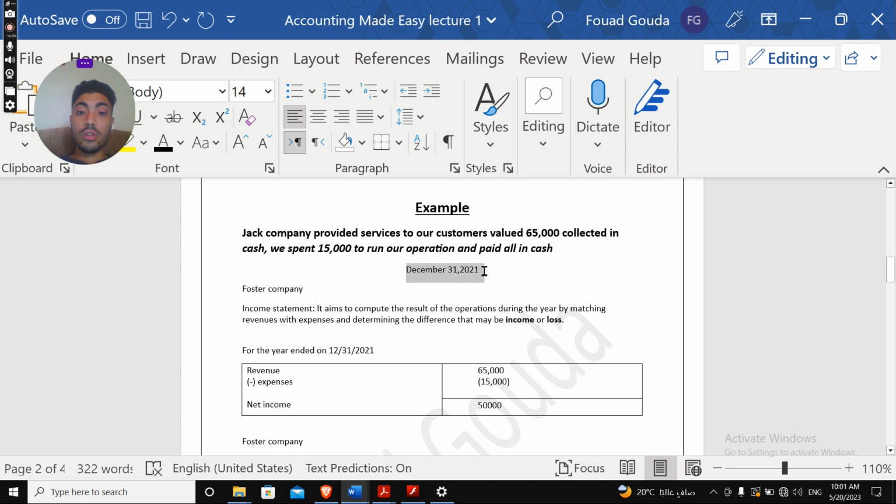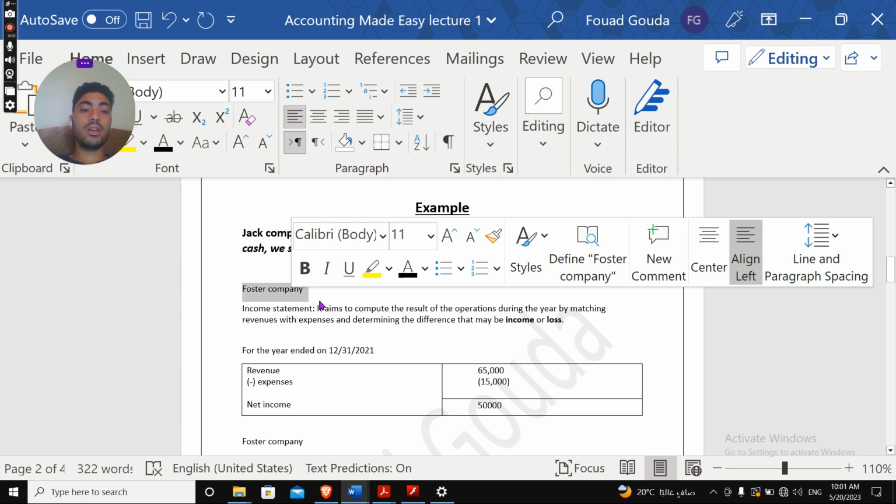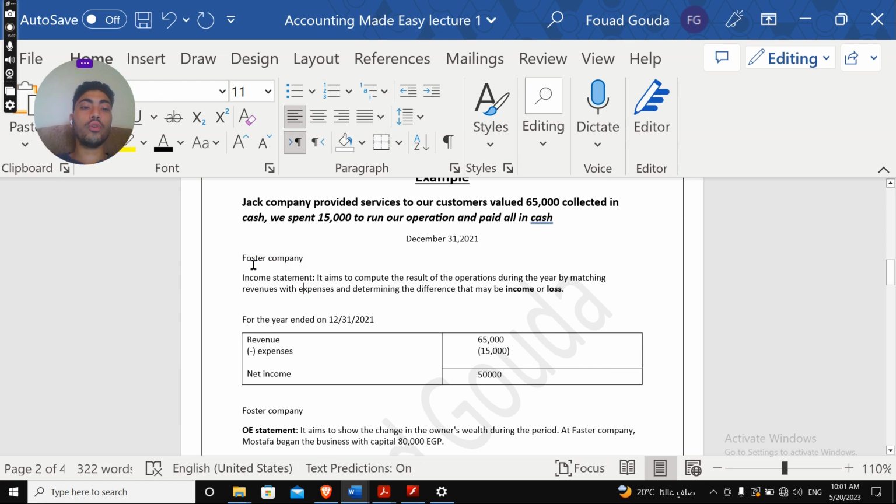First of all, you write the date like this, December 31, 2021. Okay. Second, you will type the company name. Let's imagine that this company name is Foster. So in the next line you write the company name.